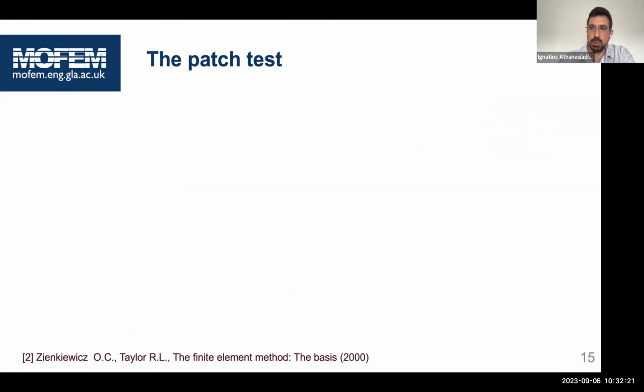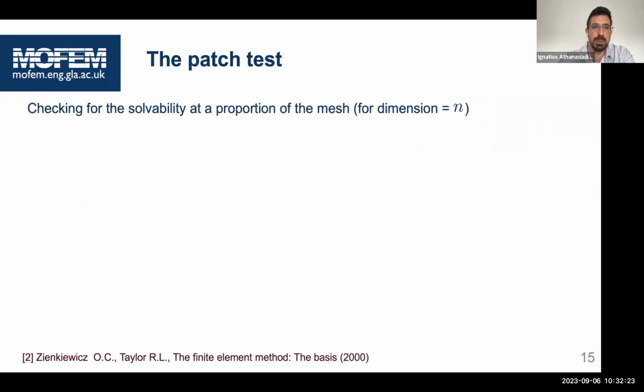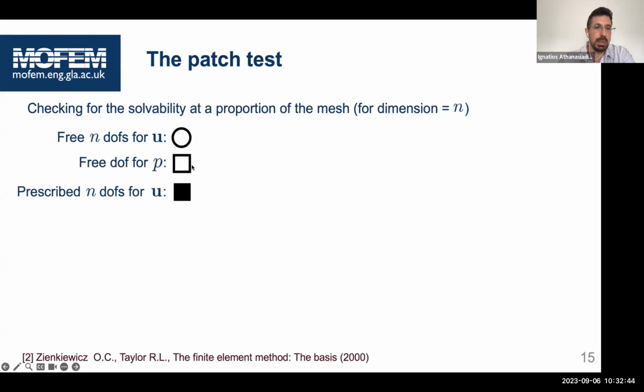But this is not the whole story. Still on the invertibility of the matrix, we need to check the so-called patch test. What I'm going to present is a schematic representation of a part of a mesh, where the degrees of freedom for displacements are presented with open circles and open squares for pressures, and closed ones are the prescribed displacements.